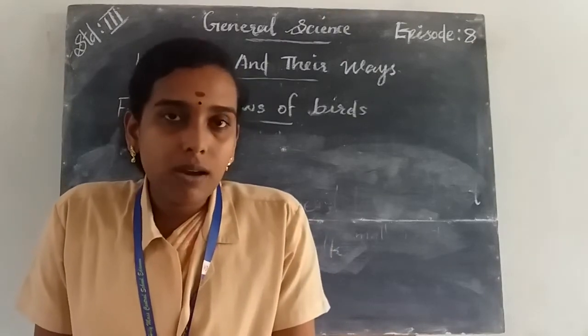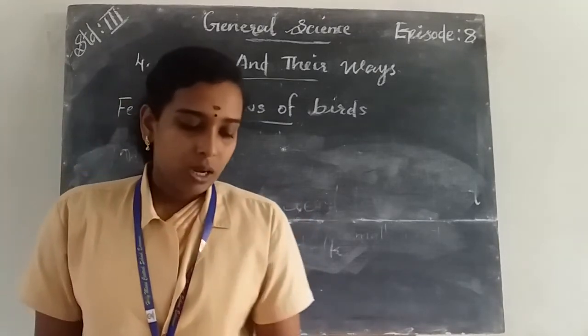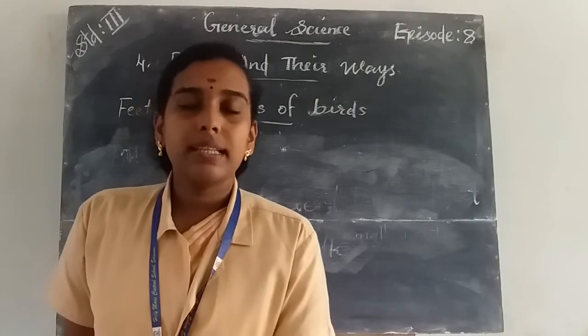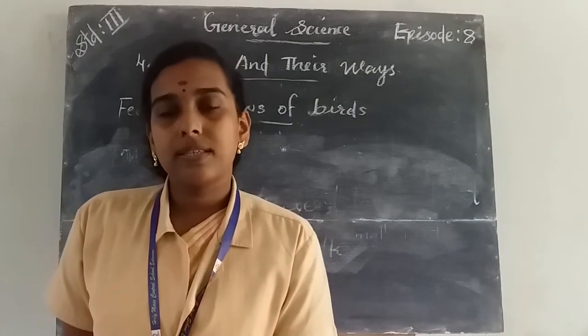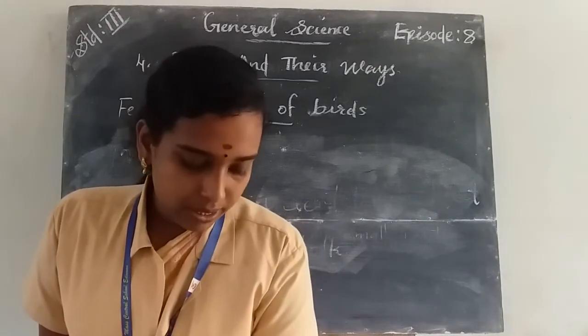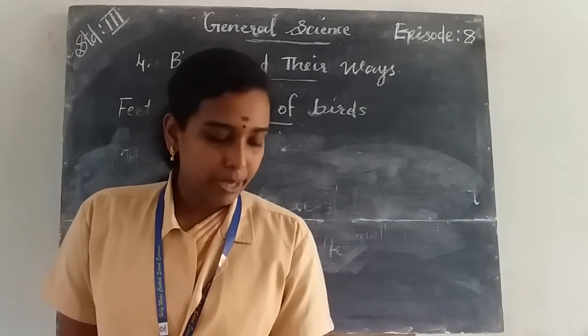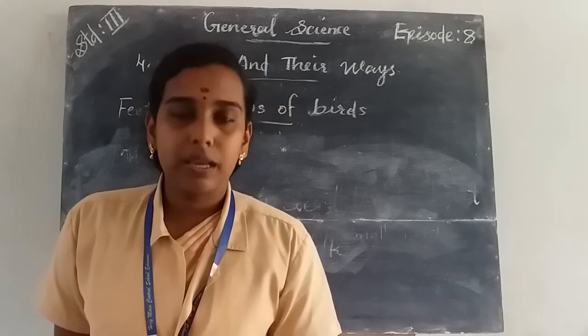And next one is strong chisel-shaped beaks, and birds like woodpeckers have strong chisel-shaped beaks, and they use them to make holes in a tree trunk. Okay. Then next we studied about perching birds, scratching birds, climbing birds, swimming birds, praying birds, and wading birds.